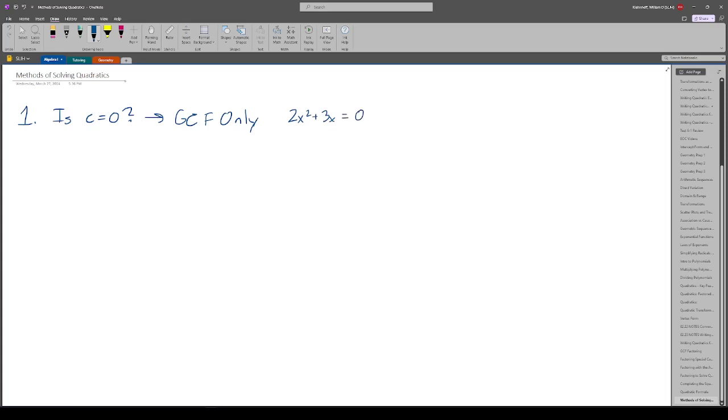Since C is equal to 0, that means one of our x-intercepts is also the y-intercept, which is at the origin. So we factor this one by taking out x as a GCF, and we're left with x times 2x plus 3 is equal to 0. That means our two solutions: to make this part 0, we need x to equal 0. And to make this part 0, we would need x to equal negative 3 halves. So our solutions are negative 3 halves and 0, and that's the absolute simplest one.